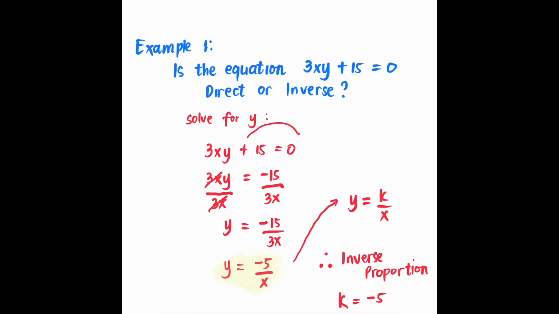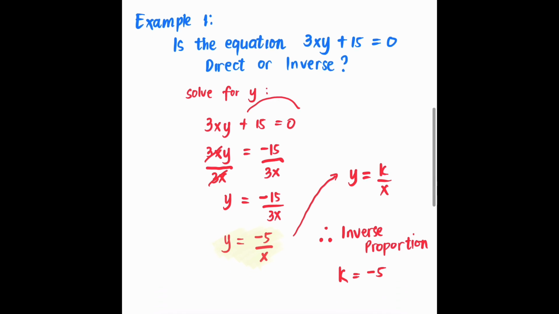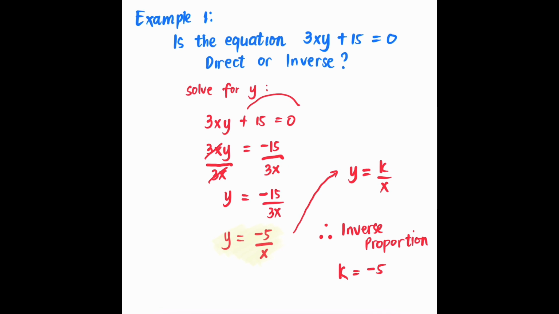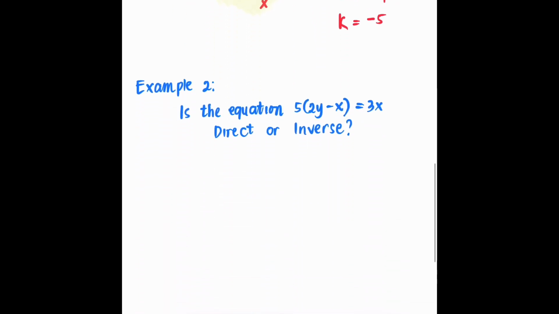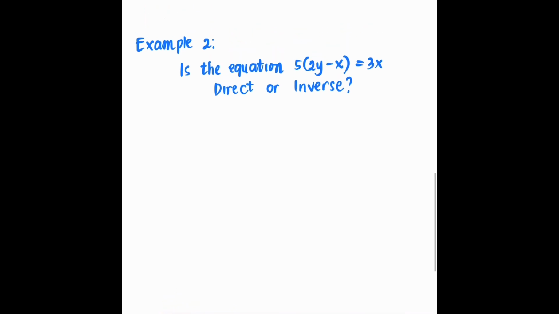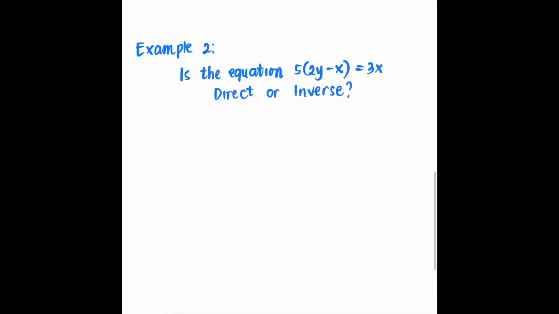Let's take a look at the second example. Example number 2. Is the equation 5 times 2y minus x equals 3x direct or inverse? So again, what we need to do is solve for y. For the given equation, we have 5 times 2y minus x equals 3x.